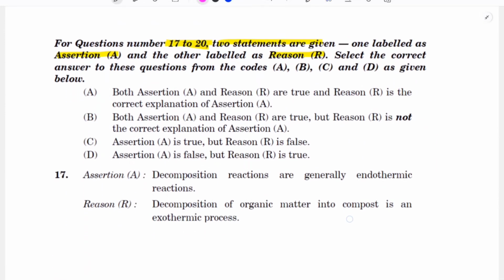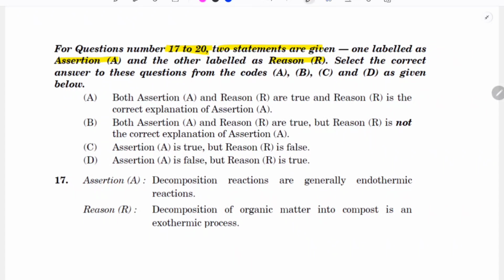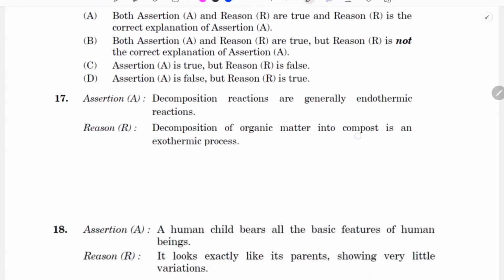Now question number 17. From 17 to 20, two statements are given: one is labeled assertion A and the other is labeled reason R. Select the correct answer from the options A, B, C, D. If both assertion and reason are true, and the reason R is the correct explanation of assertion A, then mark A. If both assertion A and reason R are true, but R is not the correct explanation of A, mark B. If assertion A is true, but reason is false, mark C. If assertion A is false and reason is true, mark D. Now we will read question number 17 quickly.